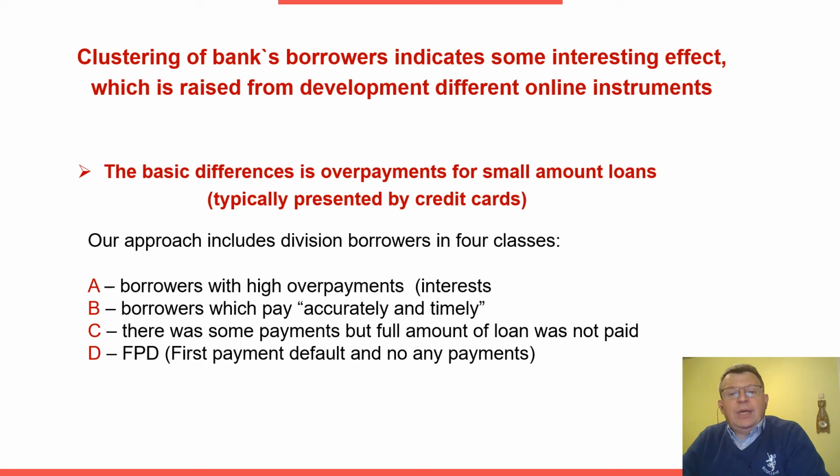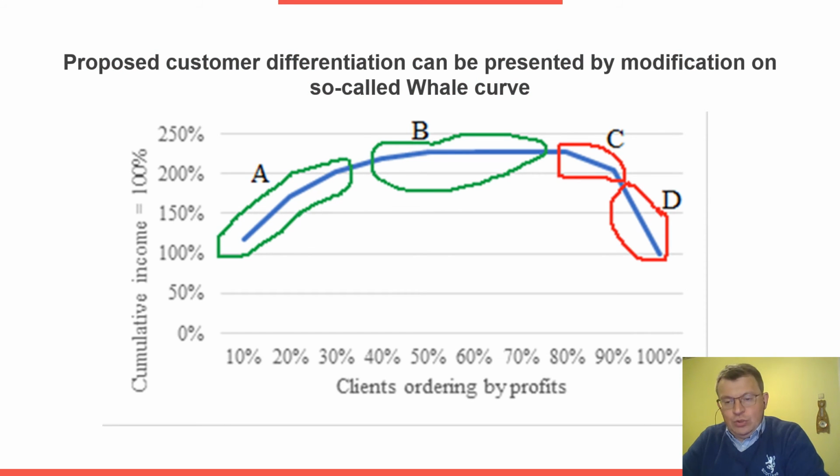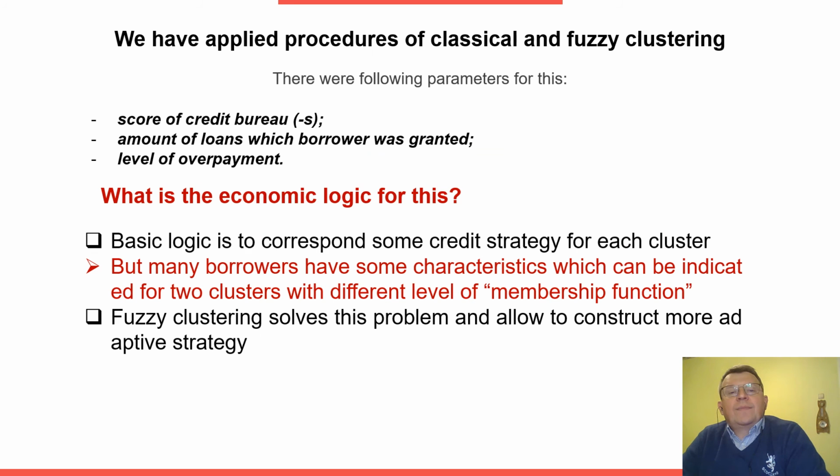Other borrowers, B, pay accurately and on time. C, there are some payments but the full amount of the loan was not paid. And very bad borrowers, D, this is FPD, first payment default, so there is no payment. In general, this may be some modification of the whale curve, and we propose this differentiation of borrowers by this picture, where clients are ordered by profits from 1x and cumulative income is on the vertical axis, and you can see that borrowers of our types can be pictured on this curve. Very nice presentation.